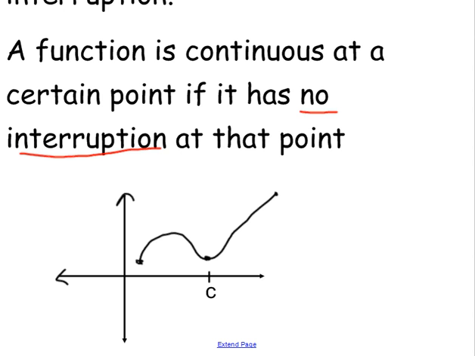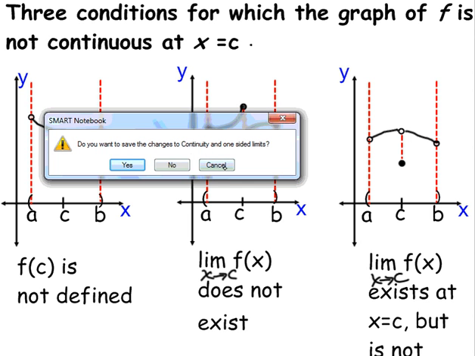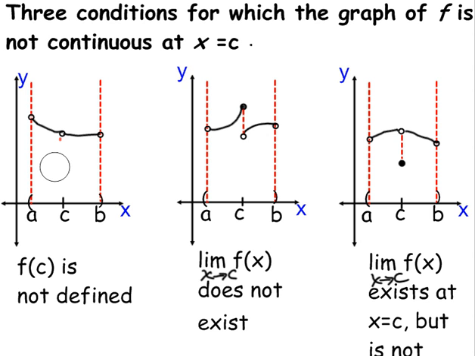Okay, so the question I want to answer now is, what do the interruptions or discontinuities look like? Essentially, they can look like one of these three things. There are three conditions for which the graph of f is not continuous at x equals c. The first one you've seen already. If f of c is not defined, you're going to have either a hole or an asymptote on the graph. So that will definitely cause a discontinuity at point c.